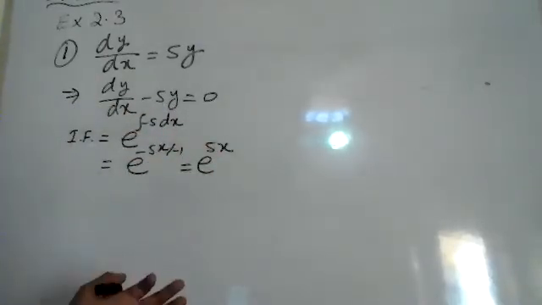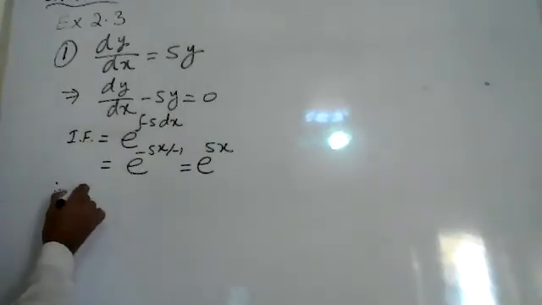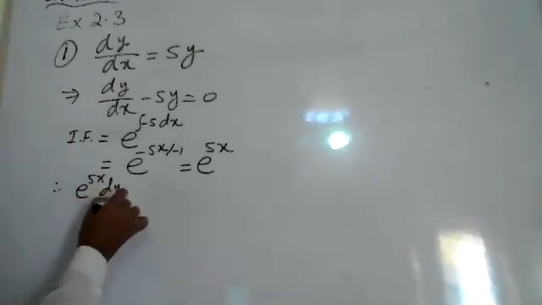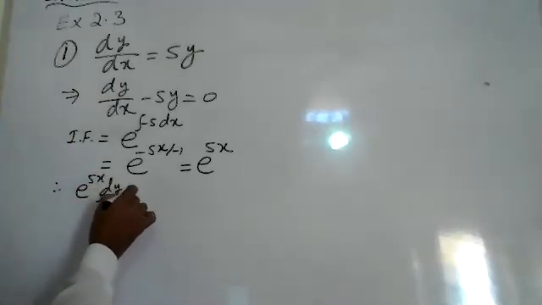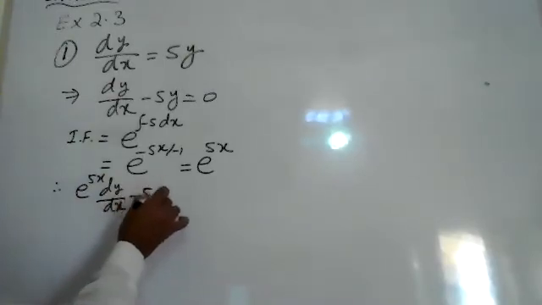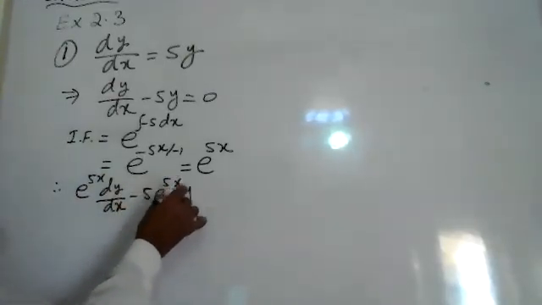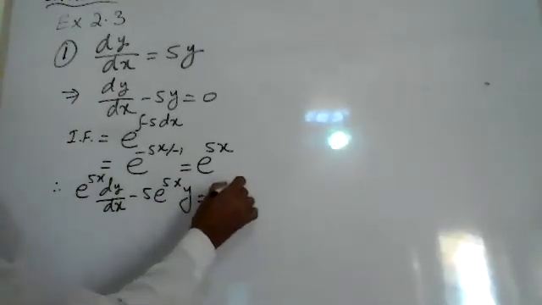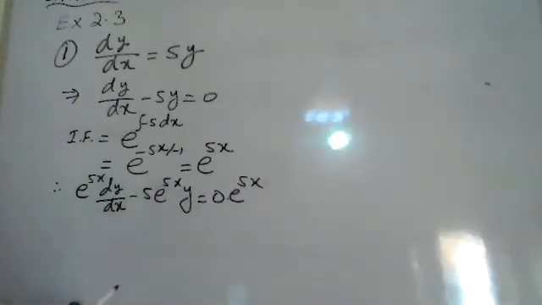Now the second step, we multiply this whole equation with e raised to power 5x, the integrating factor. So it will become e raised to power 5x dy upon dx minus 5 e raised to power 5x into y is equal to 0 into e raised to power 5x. We will multiply with e raised to power 5x on both the sides.